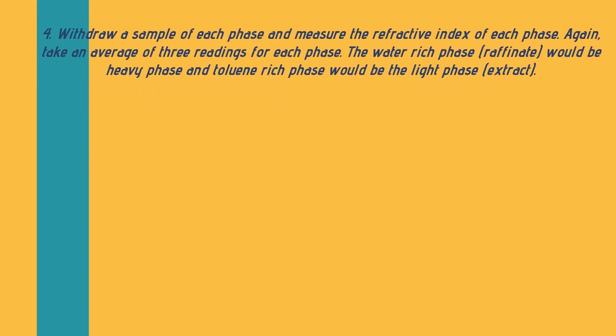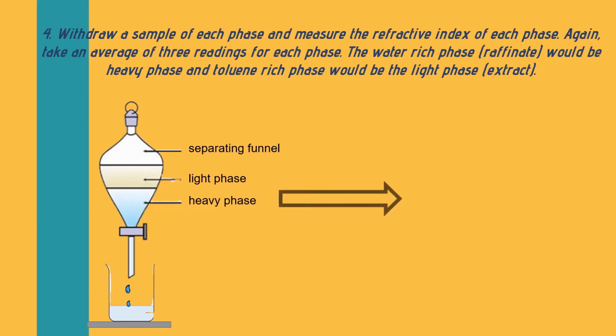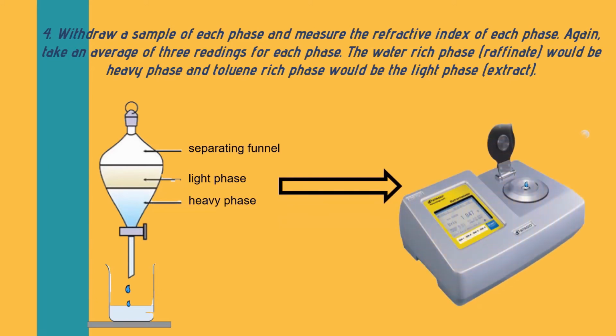For step number 4, we draw a sample for each phase and measure the refractive index for each phase. Again, take an average of 3 readings for each phase. The water-rich phase, known as raffinate, would be the heavy phase, and the toluene-rich phase would be the light phase, known as extract. After that, repeat step 4 for all of the heterogeneous mixtures.